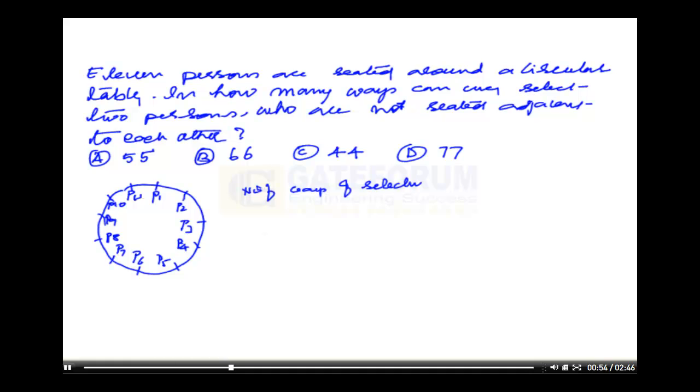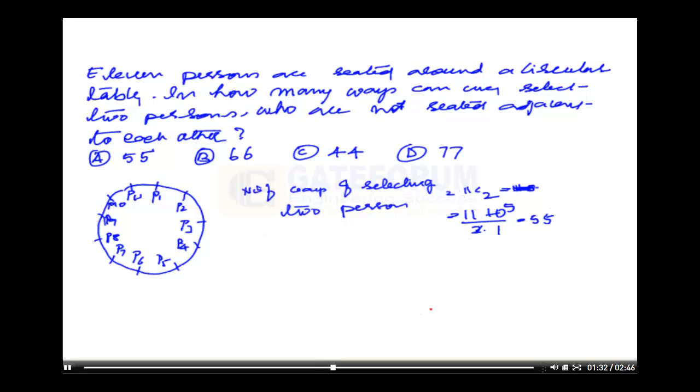So if you select 2 people among them, the number of ways of selecting 2 persons is equivalent to 11C2, that is equivalent to 11 into 10 by 2 into 1. So therefore 55 ways of choosing 2 people.